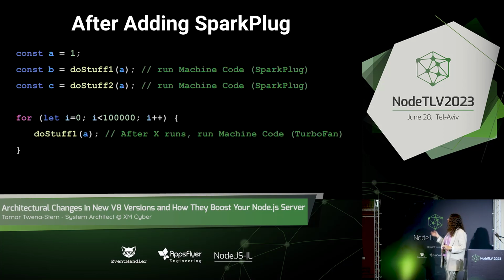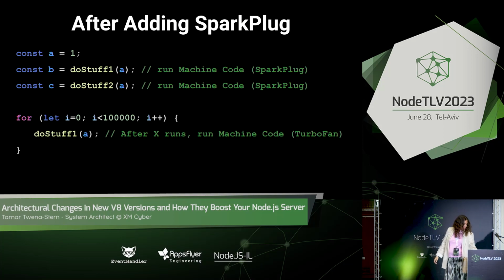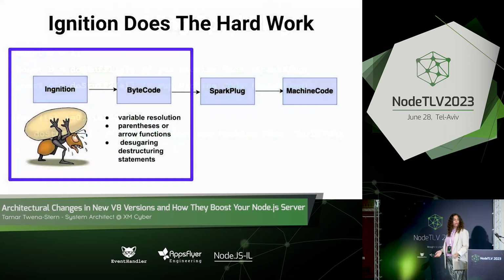But after we added SparkPlug, what happened is that we have machine code running all the time. We're calling doStuff1, we have machine code. We're calling doStuff2, we already have machine code. And yes, TurboFan, the optimizing compiler, gets into the picture after a large N, as we see here. So that is the change.